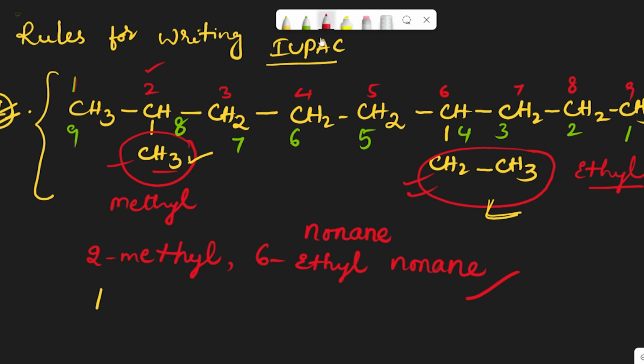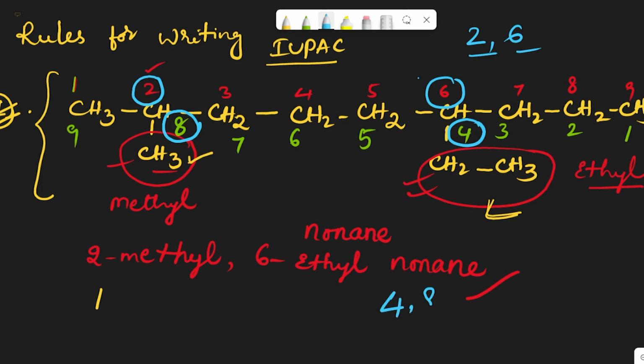See here, if I am giving the number from left to right, there are two substituents. The first one is at the second carbon atom, and the second substituent is at the 6th carbon atom. So the numbers are 2, 6. If I am giving number from right to left, what are the numbers of the substituents? At the 4th carbon atom and at the 8th carbon atom. So the numbers would be 4 and 8. So that is why here from left to right is the correct method in this case.